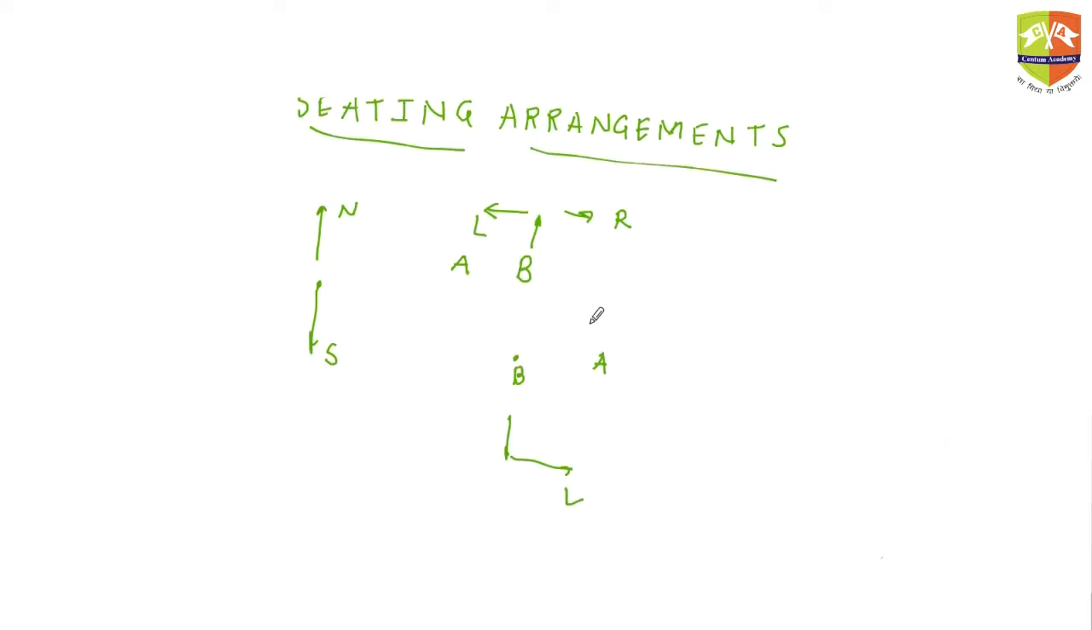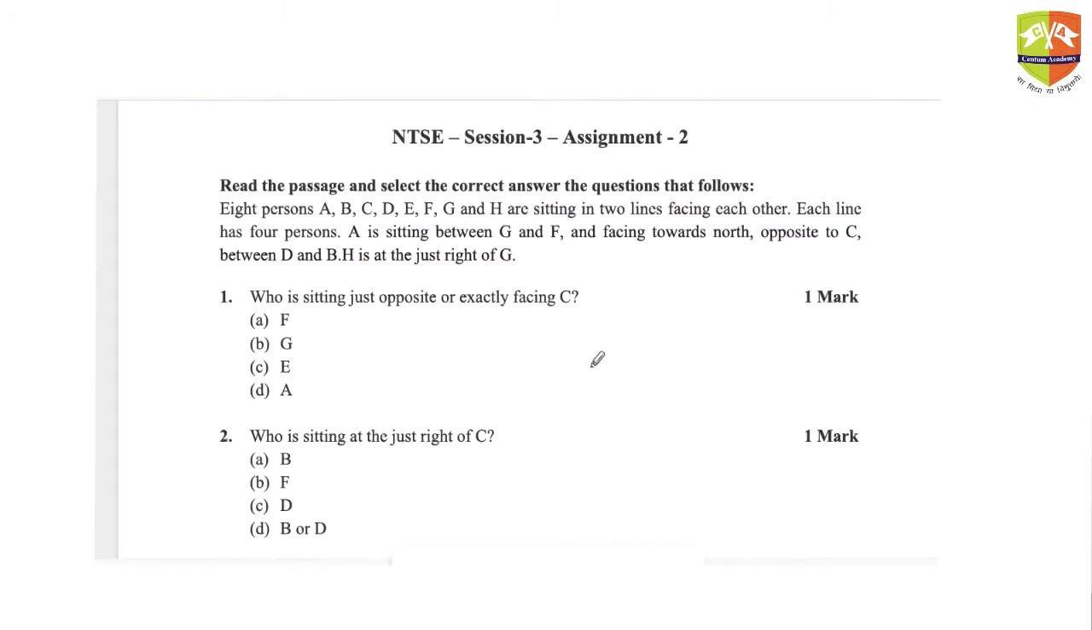But if in any question it has been given that the objects are facing east, then you have to apply that concept. So if somebody is facing east, this is my east, so this becomes my left and this becomes my right. So if B is sitting here, A would be somewhere here, and likewise. So that's how you have to focus on seating arrangement questions. Now, if there is any extra thing, I'll help you out in the question. So this is the first question of seating arrangement.